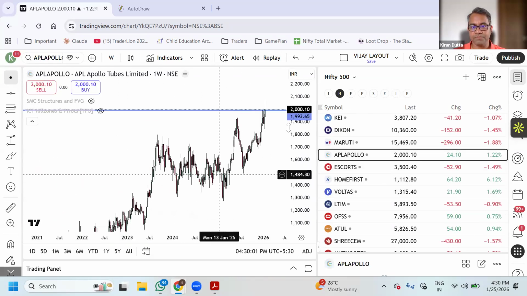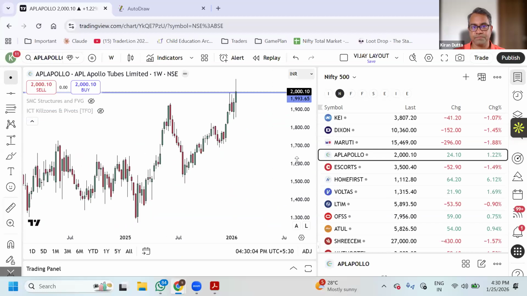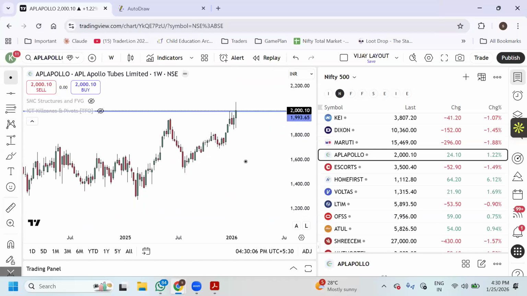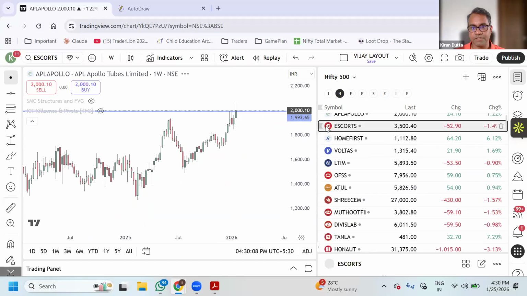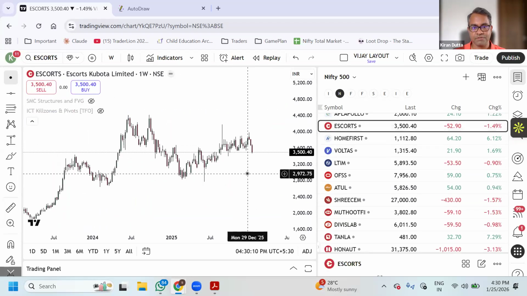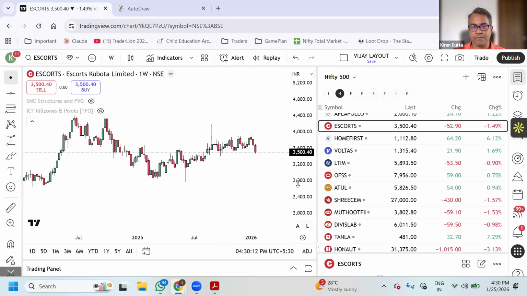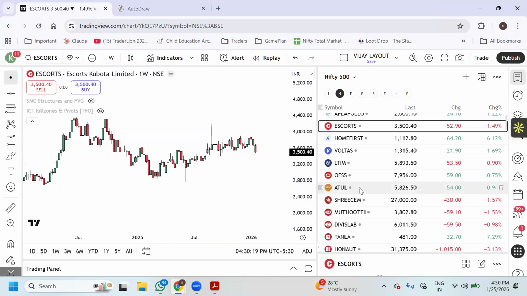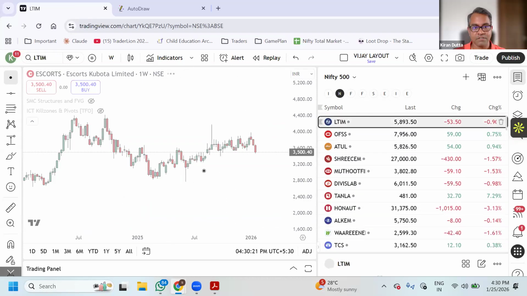Apollo, APL Apollo. Upwards. Upward movement, right? Correct. Very good. Escorts. Downwards, but consolidating. Consolidation mode, very good, right?